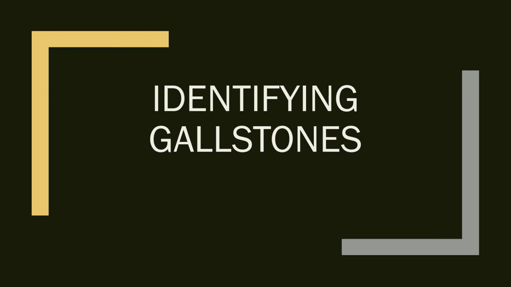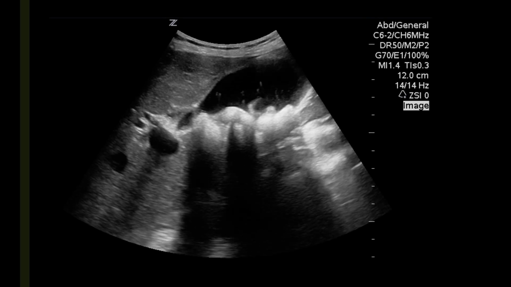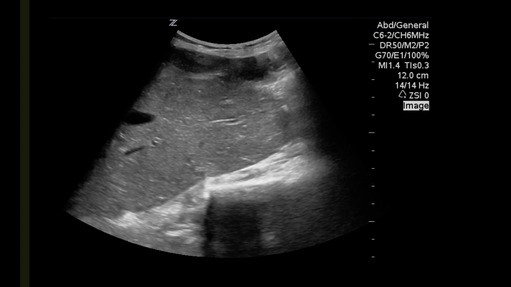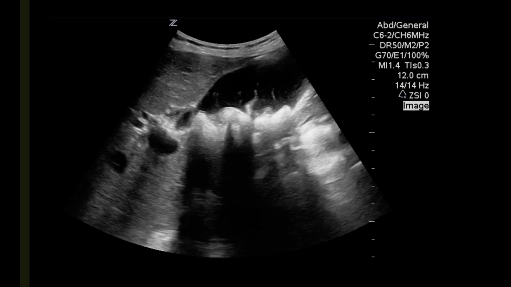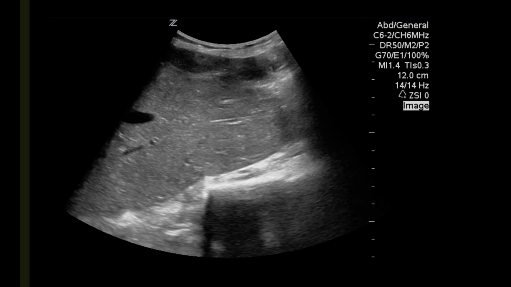Once you have located the gallbladder on ultrasound, the next step is to identify the presence of gallstones. Gallstones are seen as hyperechoic, well-defined masses inside the gallbladder lumen. They produce a posterior shadowing. Stones can be solitary or numerous. This clip shows multiple stones within the gallbladder lumen. Note that these stones cast a sharp and well-defined posterior shadow.